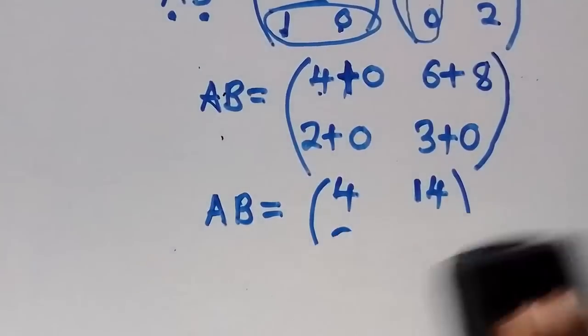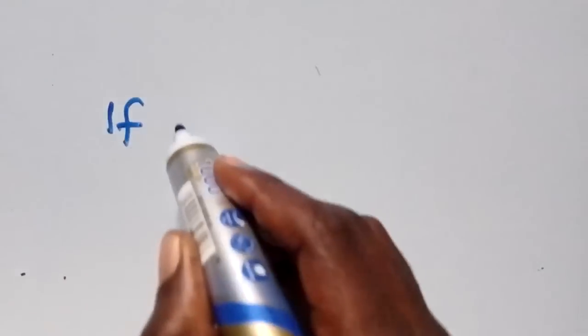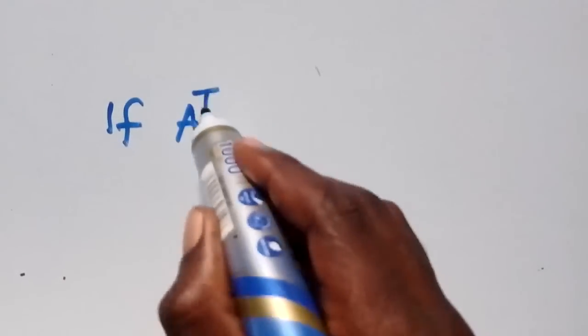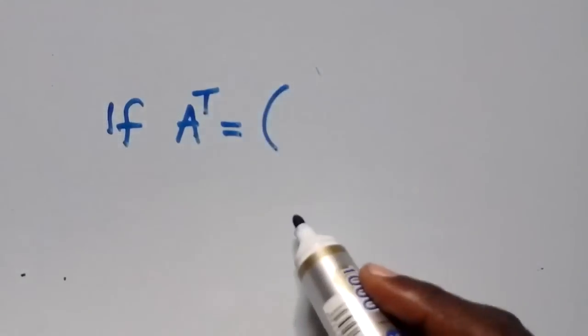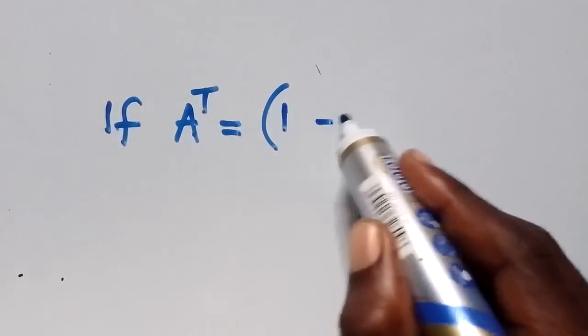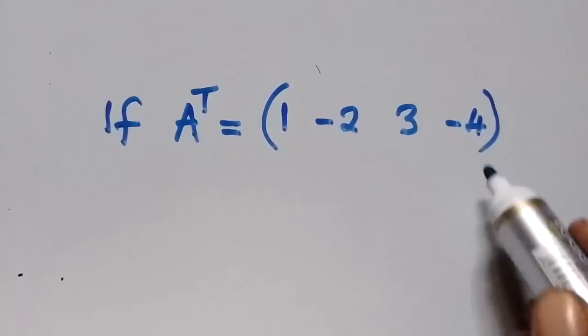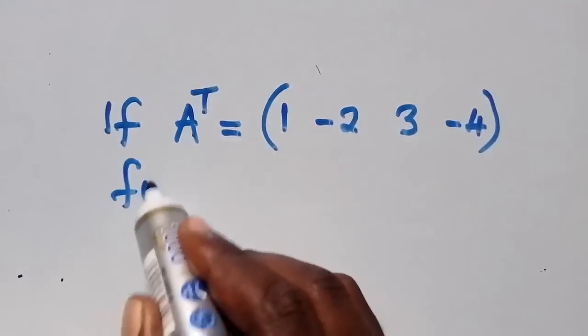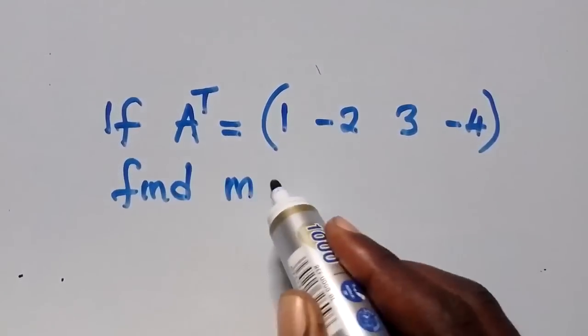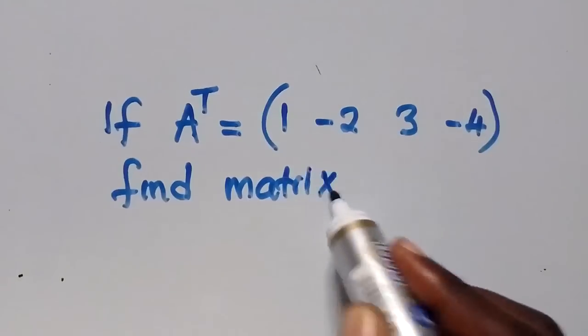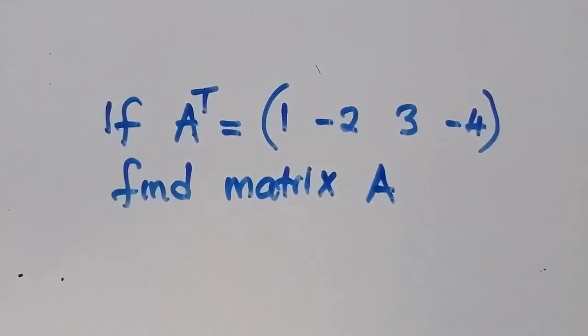So let us now move to the next one. Let me bring out the next one here. What if you are given something like this? They're telling you A transpose is equal to 1, -2, 3, -4, like that. Then the question is saying find matrix A. What is your matrix A?